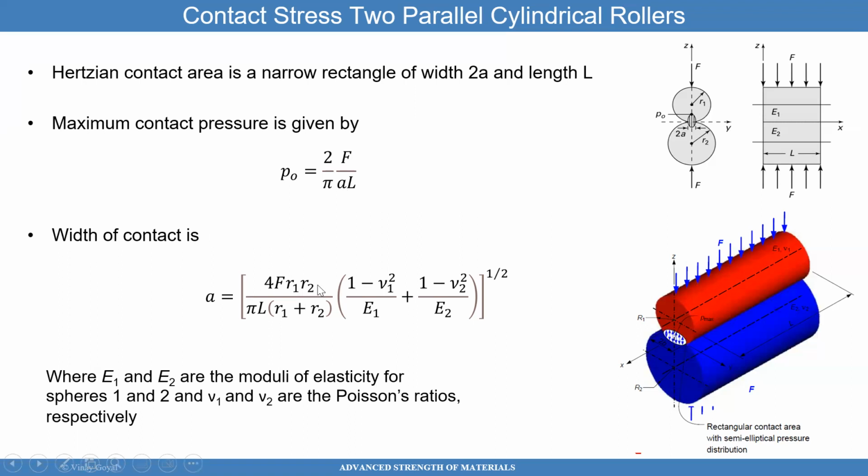The width of the contact is provided by this formula, half of the width. Obviously, this is half of the width. I told you the full width is 2a. So this is half of the width. And you can see that it depends on the modulus and the Poisson ratios as well.